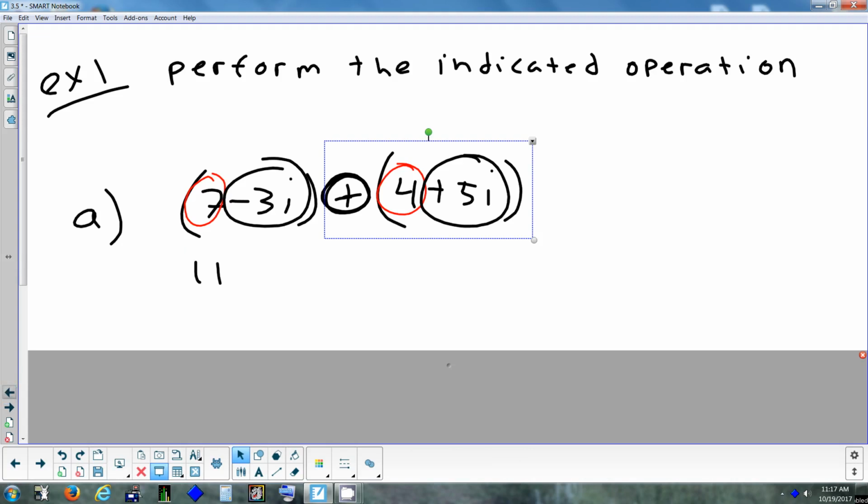Okay, so 7 plus 4 gives me 11. And how about, Dave, what's negative 3i plus 5i? Negative 3i plus 5i is 2i. Okay, so that's 11 plus 2i. And that's it. That's how you add complex numbers.